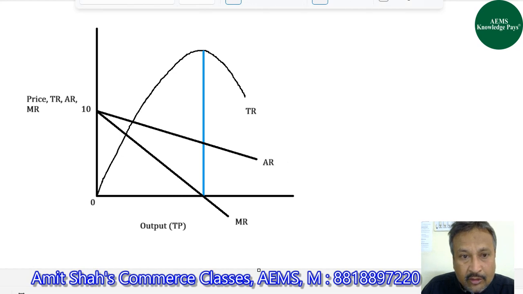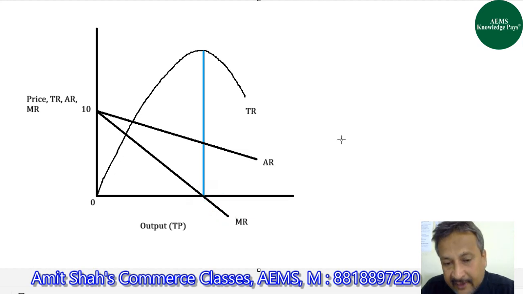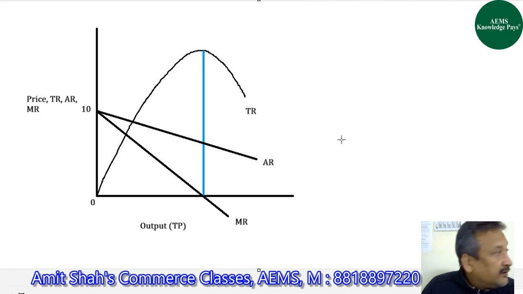MR can be 0. Look at here, guys. So here MR is 0 at this point. And after this point, here MR is negative. But AR can never be negative. AR always remains more than MR. Have you understood this or not? So make this graph also, guys.